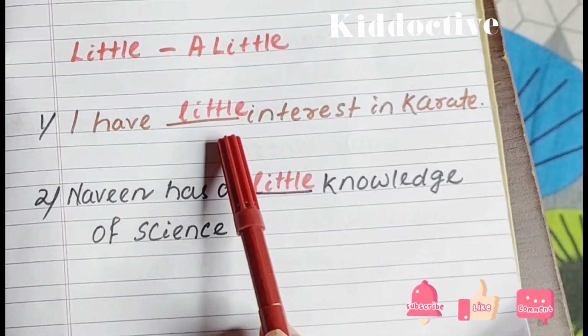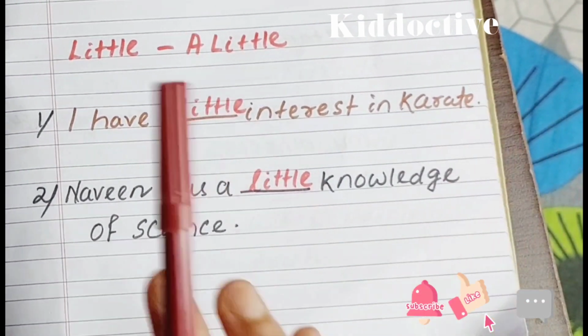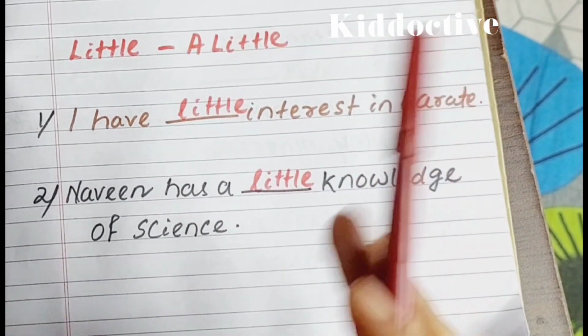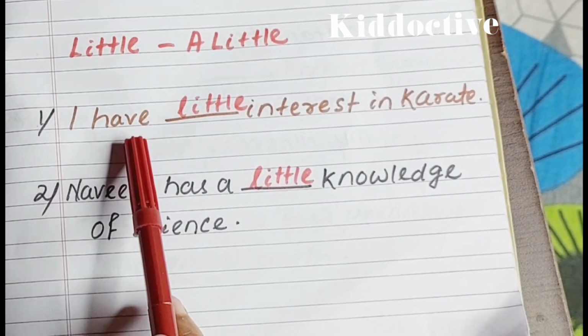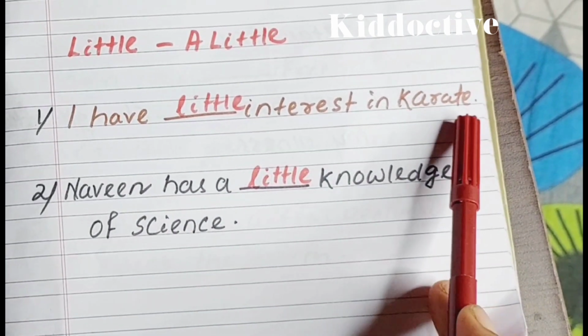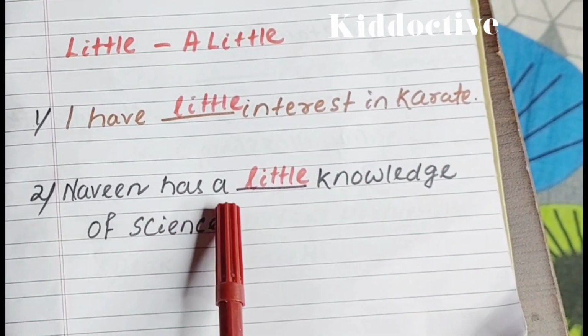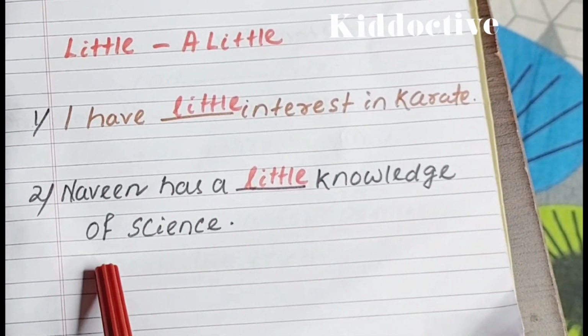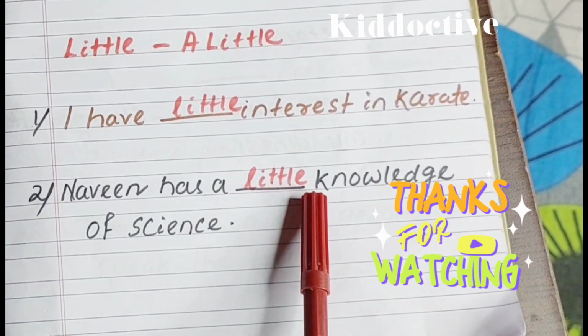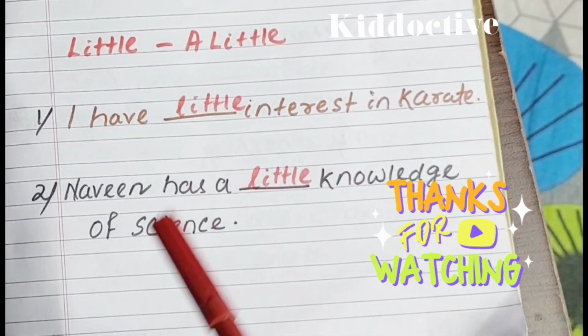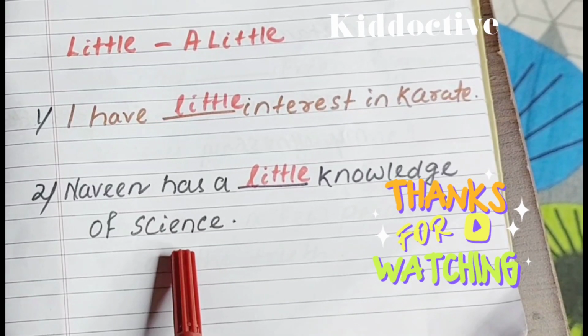I have little interest in karate, means not that much interest, so we use, I have little interest in karate. Nabin has a little knowledge of science, so a little. A little means some kind of knowledge in science. I hope you understood.